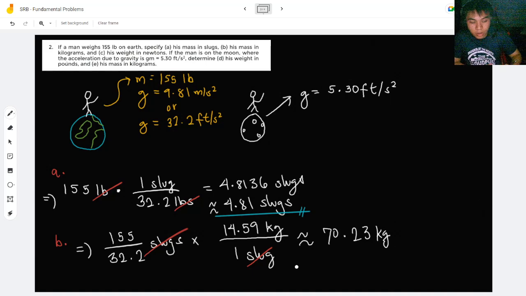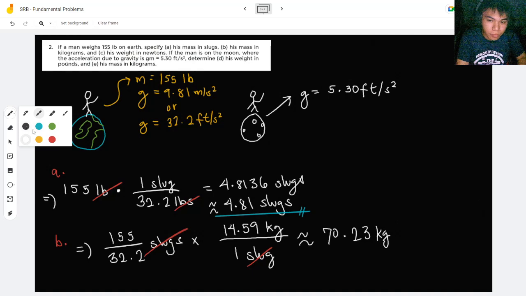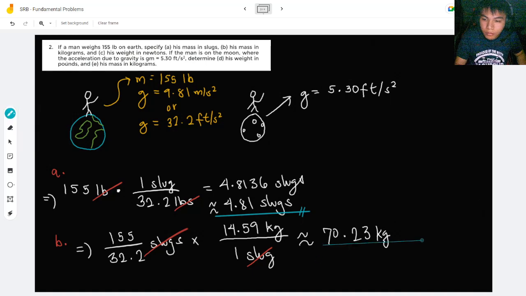And you can compute using pounds to kilograms directly, and that would give you an approximate value of 70.31 kilograms. But for the sake of this problem, we're going to use this value.